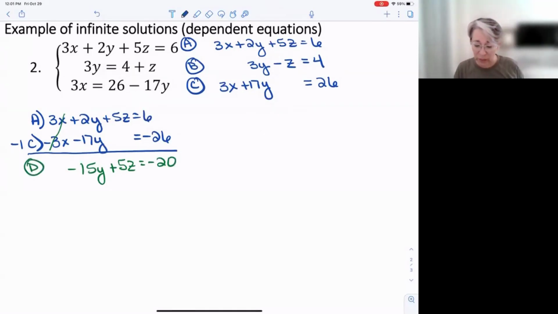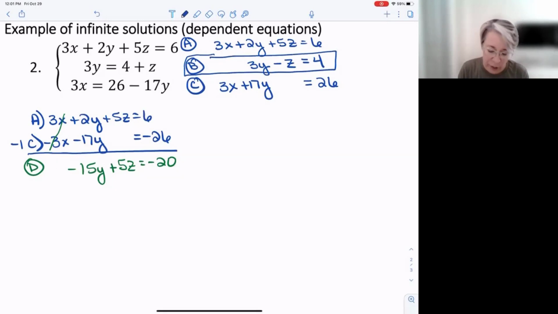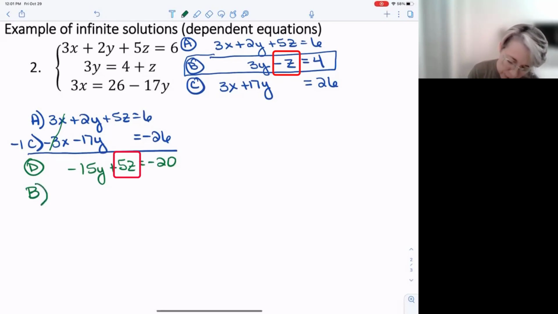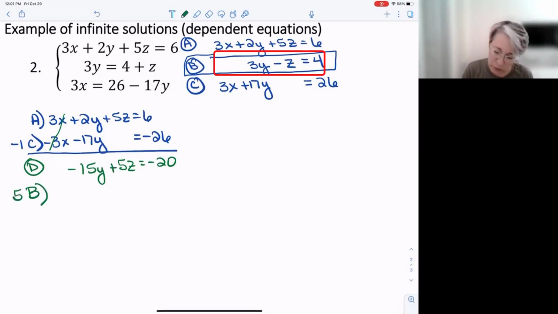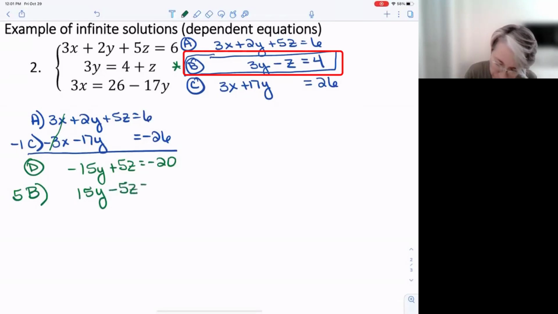And remember, we have to get rid of the same variable, but one thing that we might notice is up here, we already have an equation that has only a y and a z in it. So we can just use equation B and try to get rid of one of the variables. Let's say that we try to get rid of the z, because the z is a negative 1. That means we need to multiply everybody by 5 in equation B. Well, 3y times 5 gives me 15y. Negative z times 5 gives me a negative 5z. And 4 times 5 gives me positive 20.